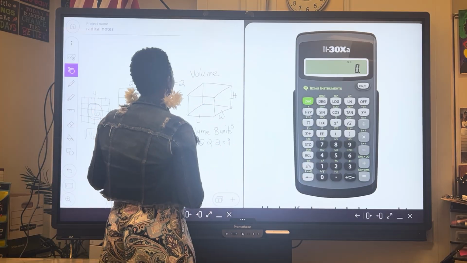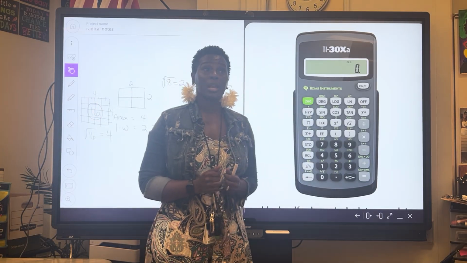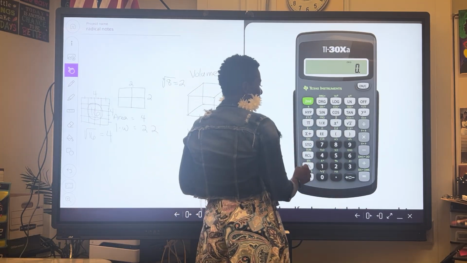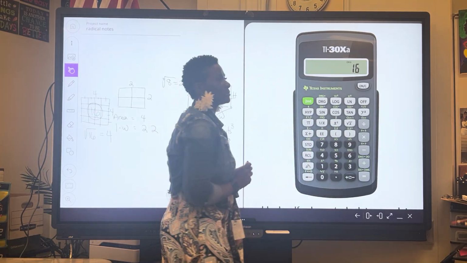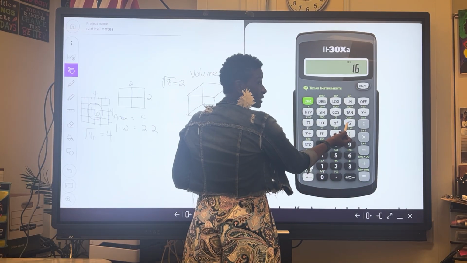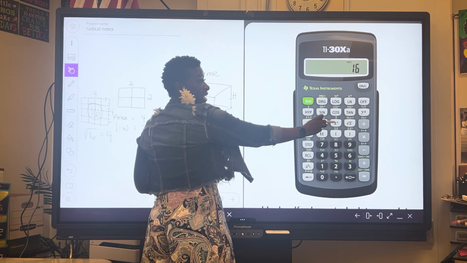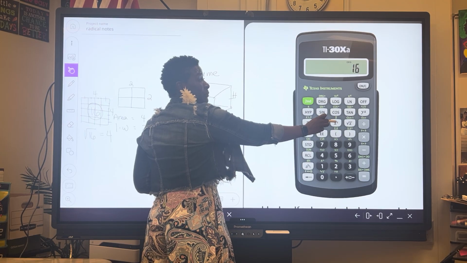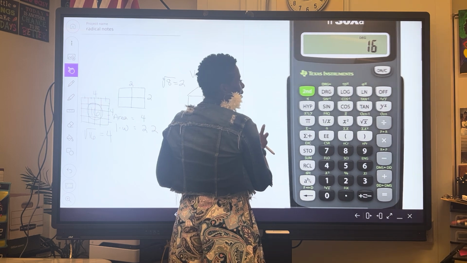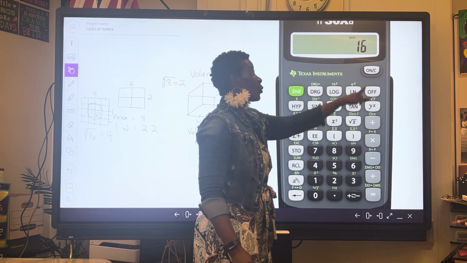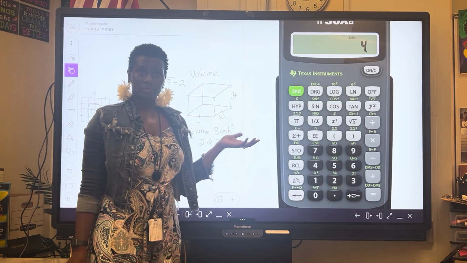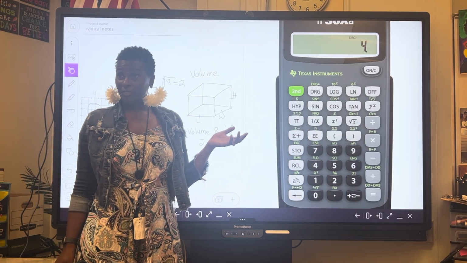So what if I wanted to find the square root of 16? I just want to practice what we would put in. So what am I going to put in the calculator? 16. Square root. And the square root symbol is right here. This squares it, so this would do 16 times 16. This is square rooting. It says what number times itself will give you 16. So we hit the square root symbol, and what do we get? 4.